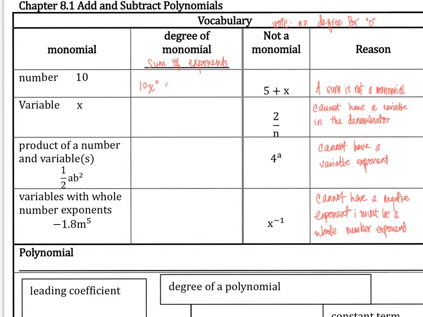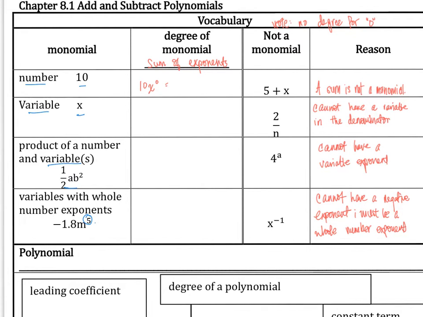In 8.1, we're going to learn about how to add and subtract polynomials. Let's look at what are monomials. A monomial can be just a number, such as 10, a variable x, or a product of a number and variables, or variables with whole number exponents.